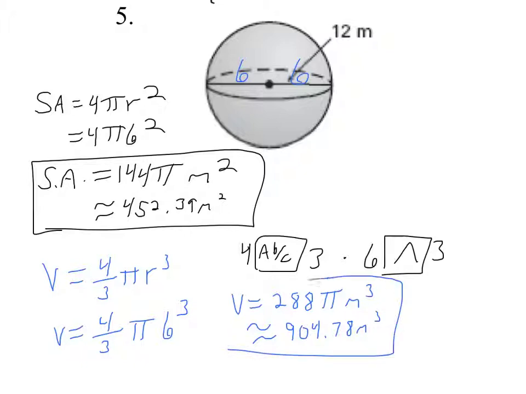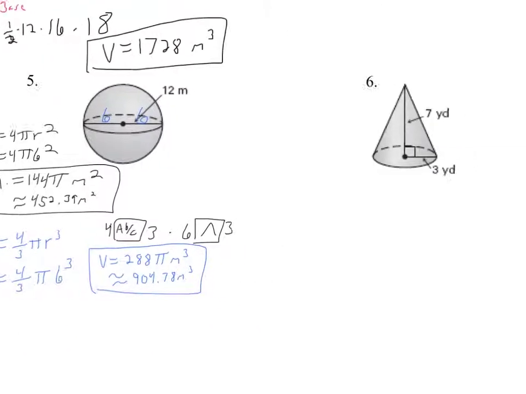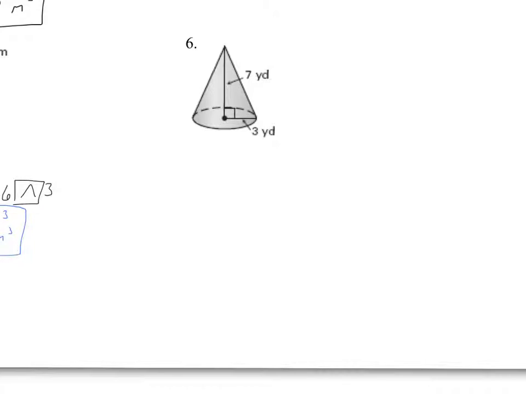Again, make sure you are labeling properly with the correct units, as well as labeling volume versus surface area. We want to know which one you're calculating. All right. Number 6 is a cone.